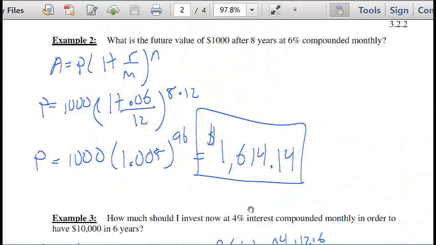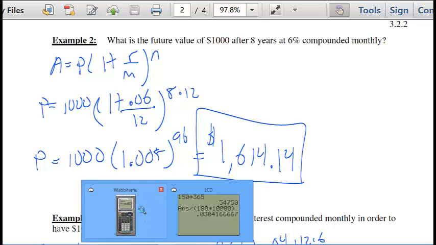Okay, so I'm going to jump to section 2, and I'm going to look at example 2 here, and just go through how we would type this in the calculator, starting with that 0.06 divided by 12. So let me get that up.